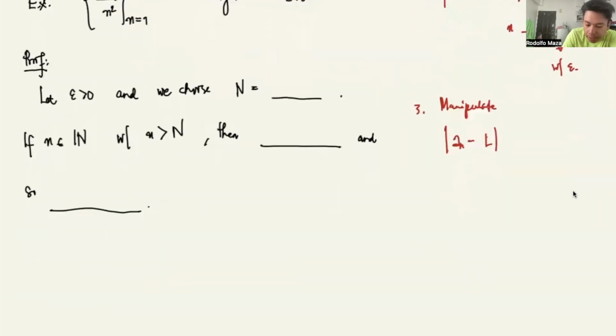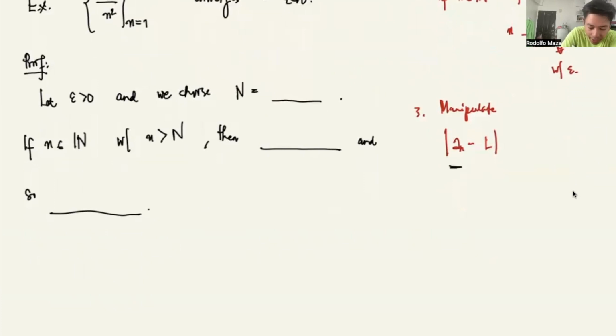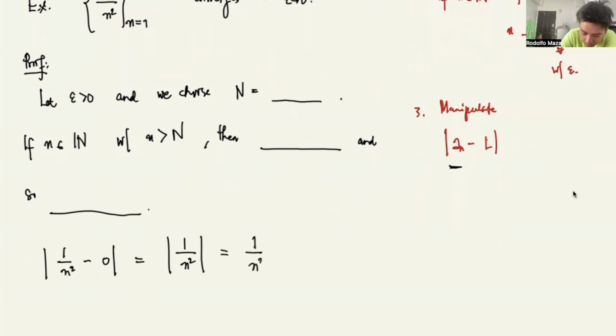So, manipulate na natin to. So, you have |1/n^2 - 0|. Yung L natin is 0. So, pag ganun, this is equal to |1/n^2|. Tama? Alam natin kasi si n, it's a natural number, so it's greater than or equal to 0. And so, if I take the square, automatically positive talaga siya. So, pwede na natin tong tanggalin. Okay.